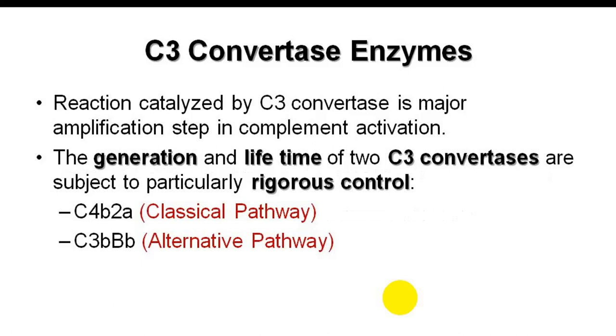Let's see. So the C3 convertase enzyme catalyzes a reaction that is a major amplification step in the complement activation. I just said that once C3 convertase acts on C3, it breaks C3 into C3a, the smaller component, which diffuses away. C3b is an auto-amplification step, and so many molecules, maybe hundreds and thousands of molecules of C3b, are produced, and each of these C3b molecules deposits on the pathogen surface. Once it deposits on the pathogen surface, the complement system gets activated. So C4b2a is the C3 convertase of the classical pathway, whereas C3bBb is the C3 convertase of the alternative pathway.